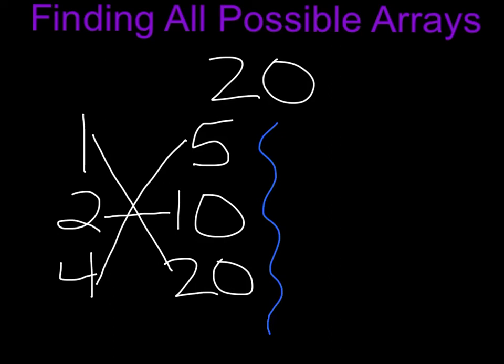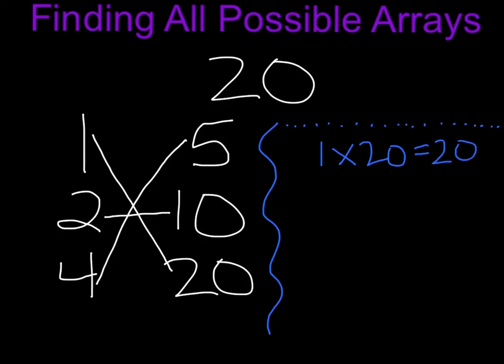The first array that I am going to make is going to be the one that represents 1 times 20, or 20 times 1. If you wanted to take a moment to count all of my little dots in this line, you could, but I can assure you there are 20. This array represents one row of 20 dots, which equals 20.